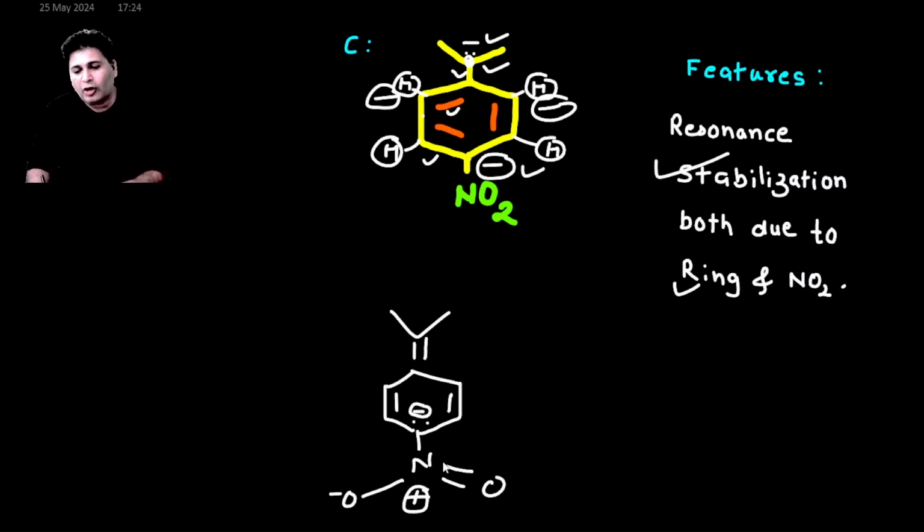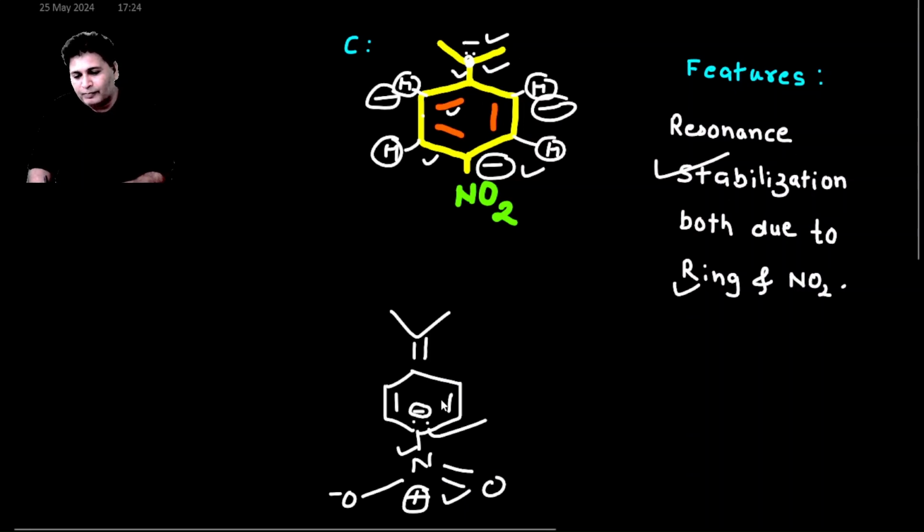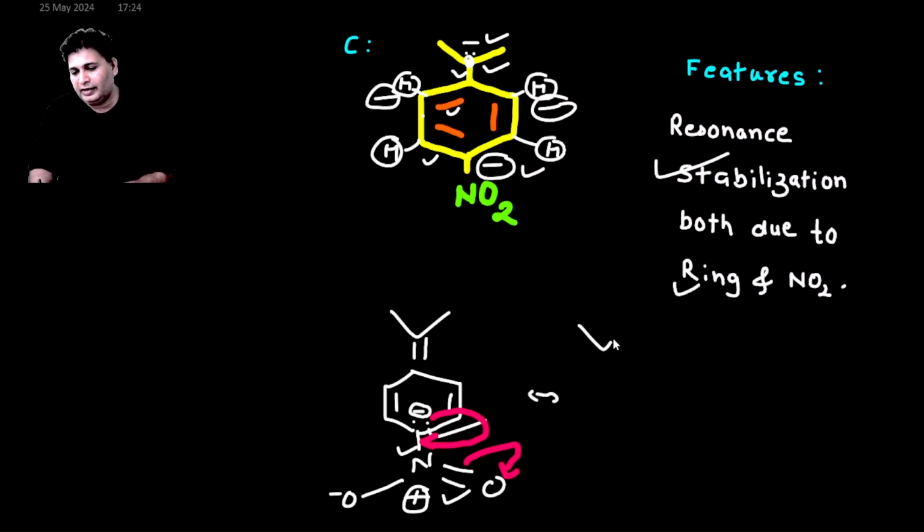Now you see a conjugation, minus, single, double. So because of this conjugation, you understand this minus charge floats like this, and this pi bond goes like this, and the moment you do this, you get a resonating structure like this. You get a good resonating structure. Why am I saying it's a good resonating structure?